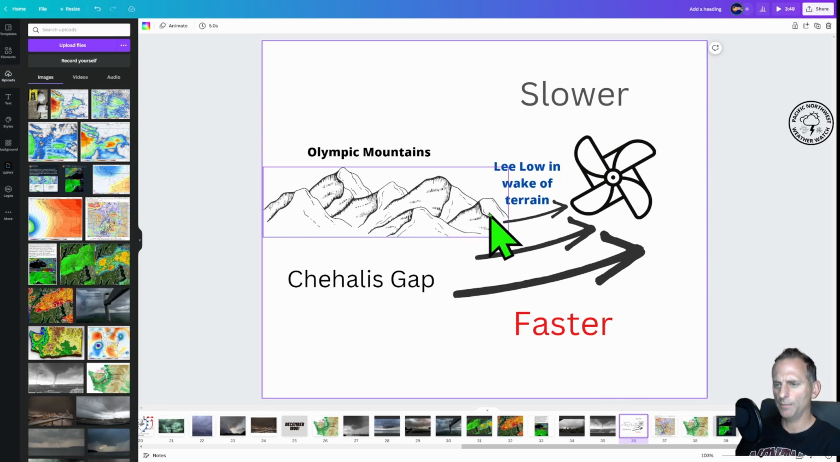Now here's my diagram here. Olympic Mountains here. Here's the Chehalis Gap. You can just imagine it there. And of course, in the lee low, the winds are going to be a bit weaker here, and you can kind of get these a little bit stronger winds and even faster winds. You get that pinwheel effect. So any kind of unstable storm that moves through here that's got some CAPE value, you can see it would add to the low-level shear of the storm system there.